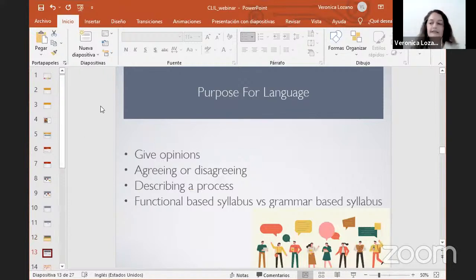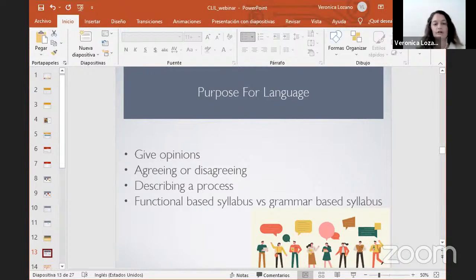Very connected to these two terms, BICS and CALP. Don't worry, they are not very common, but you might find them in a couple of books. Very connected to that, we have this other idea, this other way of supporting language learning, which is finding a purpose for the language.